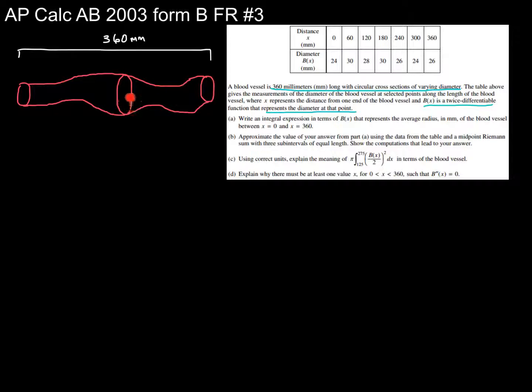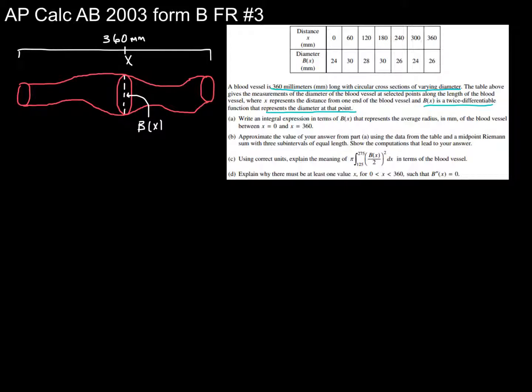And so the diameter at any point x along the way is going to be given by this function b of x, where x represents the distance from one end of the blood vessel, and b of x is twice differentiable and represents the diameter at that point. So if we just consider x to be any point along the way, then the diameter is going to be this right here, the diameter of that circular slice of the blood vessel at that instant, and we can label that diameter to be b of x.